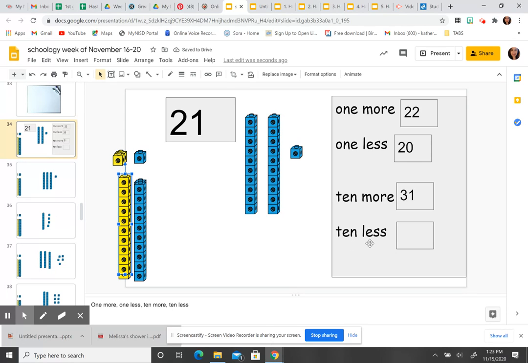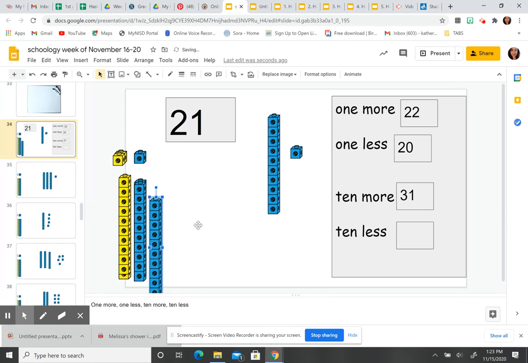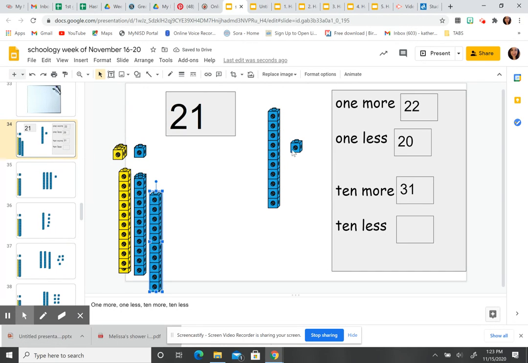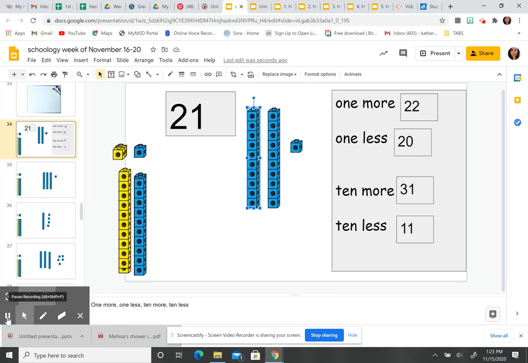And now I need 10 less. So if I'm doing 10 less, that means I need to take away the 10. And so look to see what we have here now. 10, 11. So 10 less would be 11. And there's my original number again. So we're going to go through together, and we are going to do a couple of examples where you practice writing on your board with me.